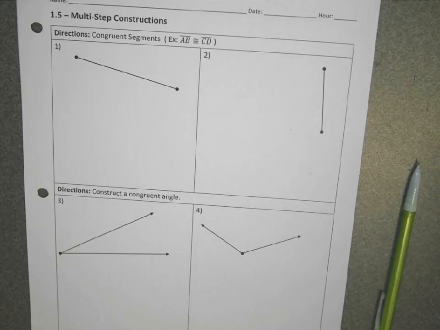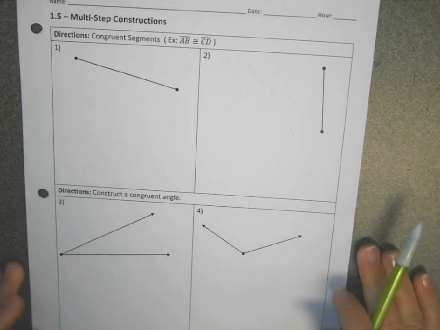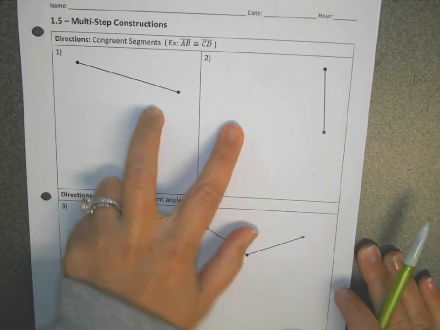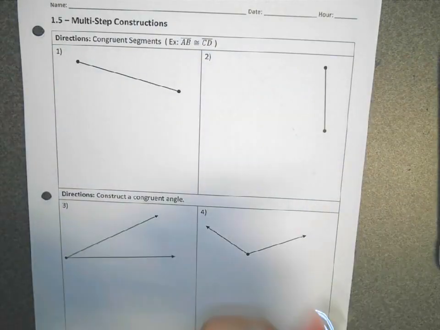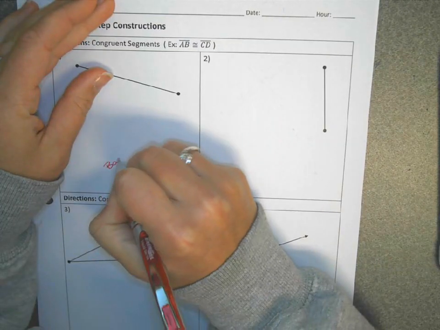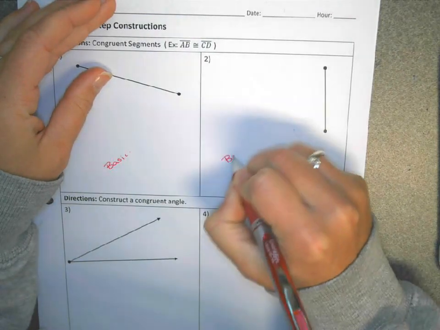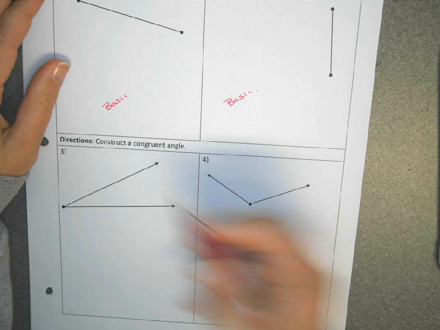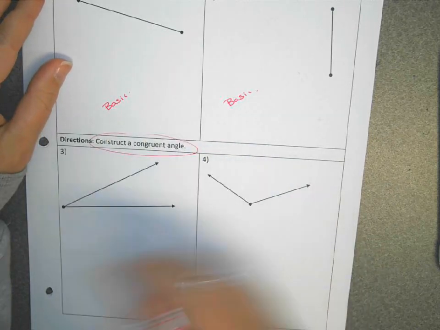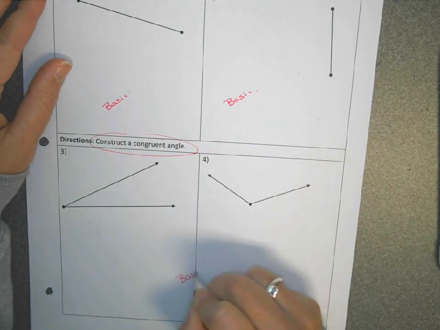All right, so these next ones that we're going to go over are the 1.5 multi-step constructions. Now you'll notice congruent segments. That one we already discussed because these are your basic constructions. So if you want to see how to do those, you're going to watch the basic constructions video. Constructing a congruent angle, these are also your basic constructions.